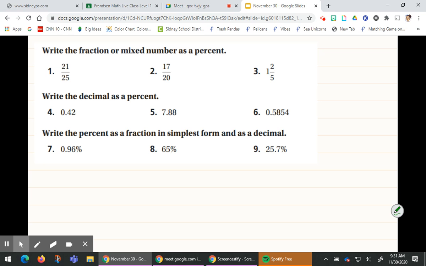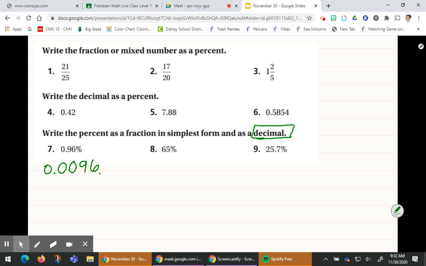Okay, so this actually would be 0.0096 if we write it as a decimal. Okay, because we were given the percent. Thank you for catching that. We were given the percent. If we change it to the decimal, then we change it to the fraction.